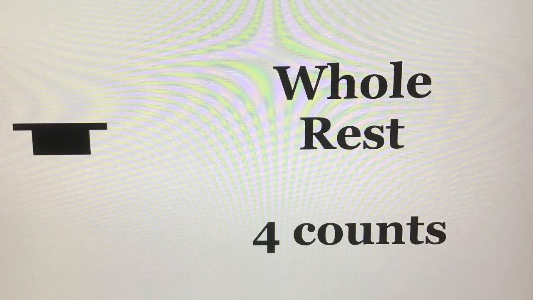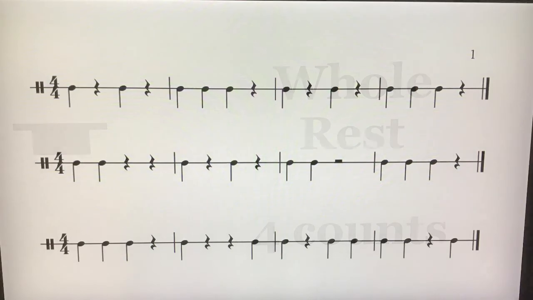So just like we have a whole note that lasts for 4 counts, an entire measure of 4/4 time, a whole rest is just 4 counts of silence, and it looks like that half rest, although it's upside down, almost like there's a hole dug out from the line. Hence, whole rest.